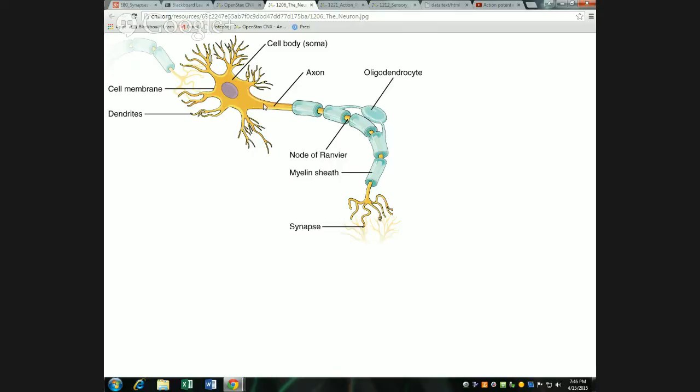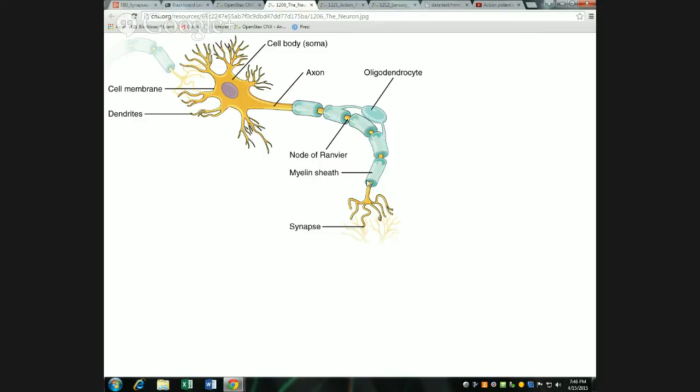Now, the spreading part happens pretty quickly. It's the opening of the channels and the moving of ions across the membrane that slows it down. So without myelin, it moves kind of slowly along here. But once it hits the myelin, it goes here, then it goes here, then it goes here, and then it goes here, it goes here. And it jumps from node to node.